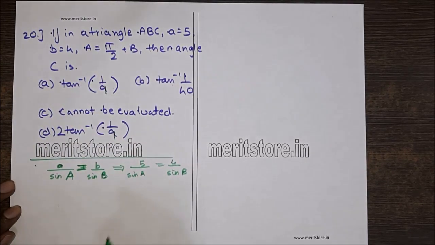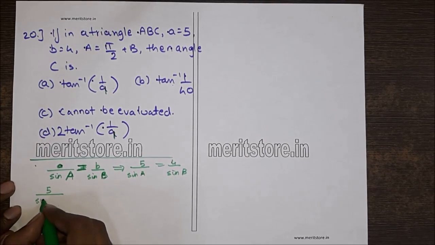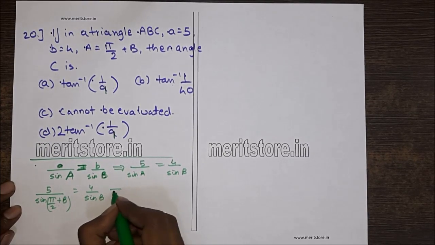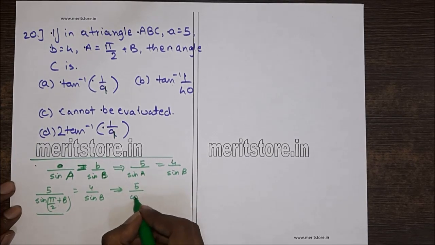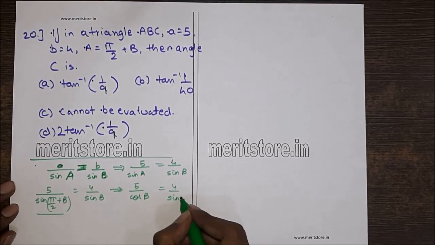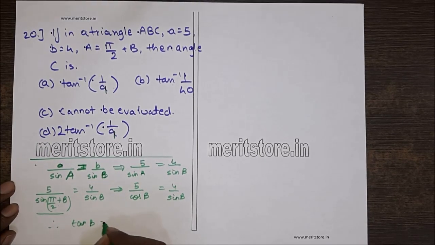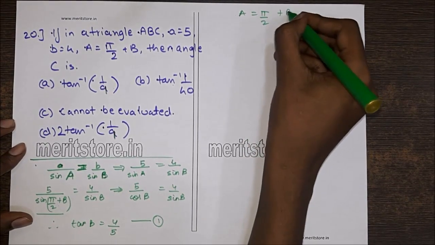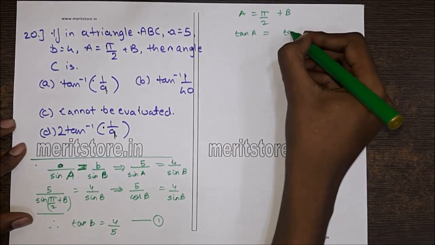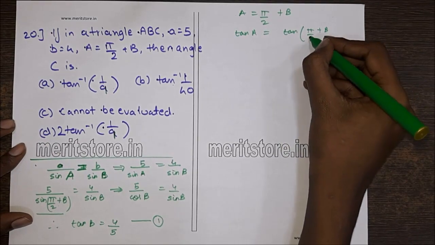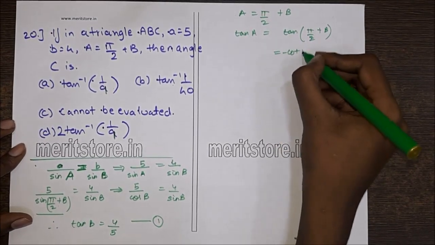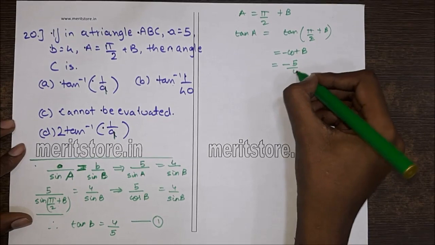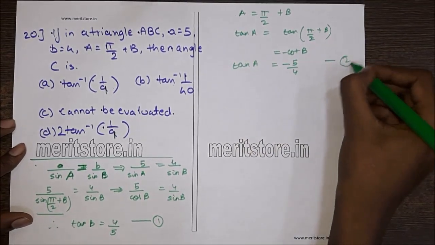Now A is equal to pi by 2 plus B. So 5 upon sine of pi by 2 plus B is equal to 4 upon sine B. That is, this can be written as cos B. So 5 upon cos B is equal to 4 upon sine B. Therefore, tan B is 4 by 5, equation 1. Now A is equal to pi by 2 plus B. So tan A is tan of pi by 2 plus B, which is minus cot B. So this is the reciprocal of tan B. So we get minus 5 by 4, which is tan A, equation 2.